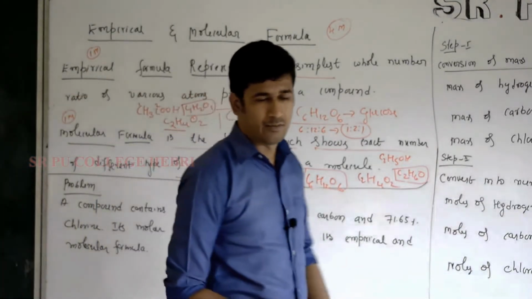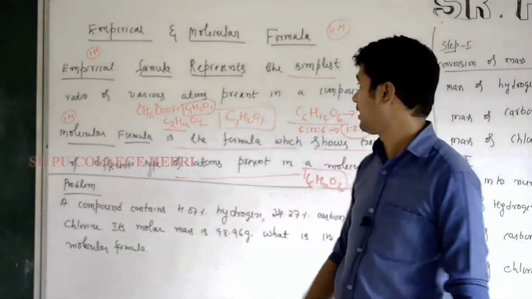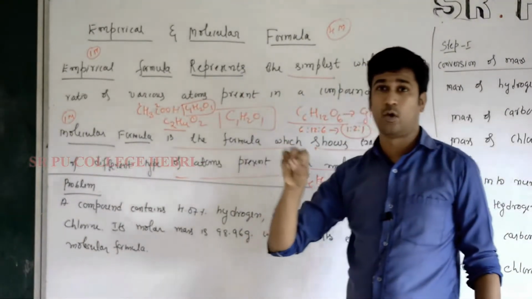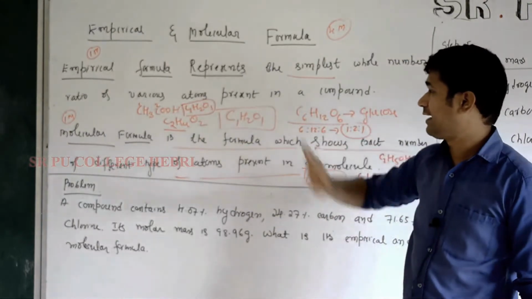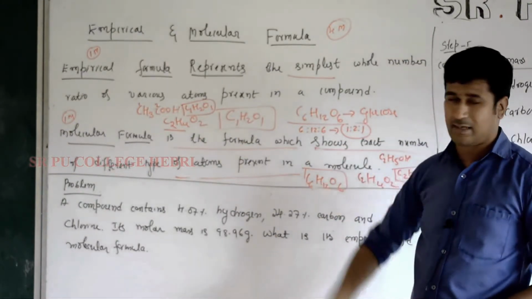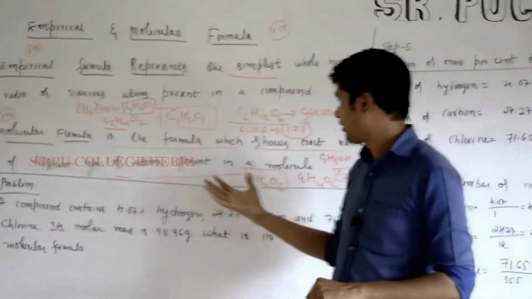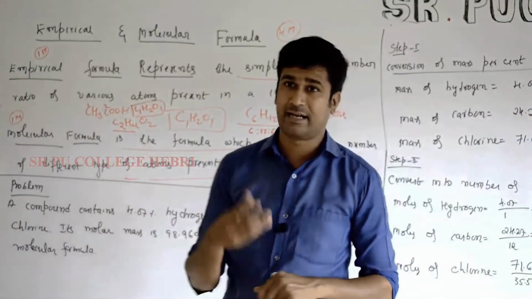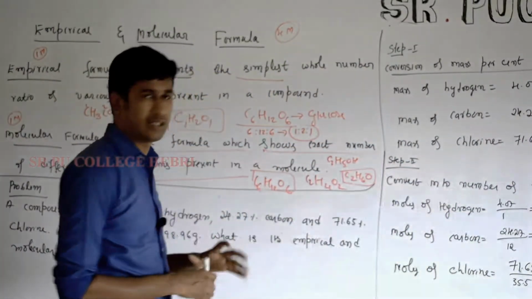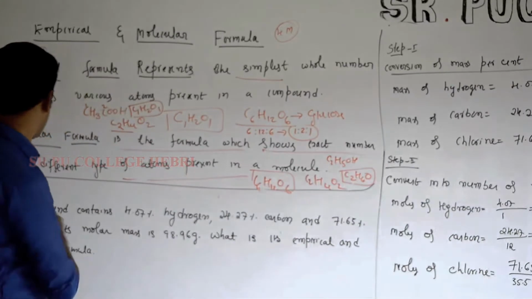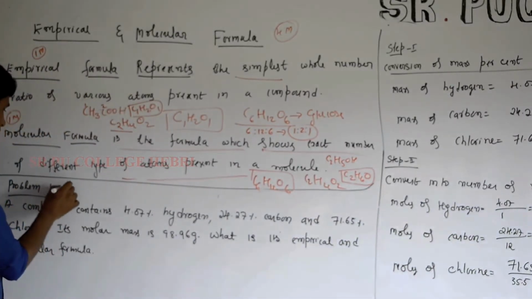What is empirical formula? Empirical formula is the simplest formula which gives the simplest whole number ratio between the different atoms. Molecular formula is the exact formula of the compound, which shows the exact number of different types of atoms present in the molecule. Understood? Next, these problems are very important for 4 marks.